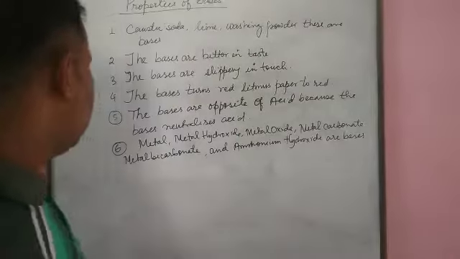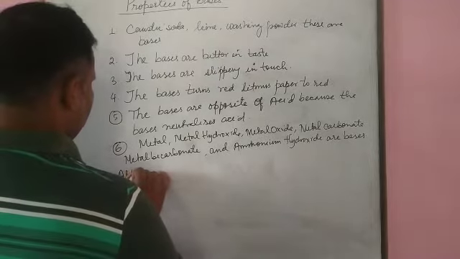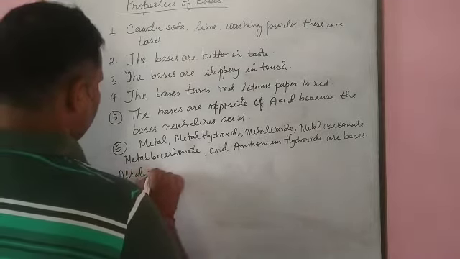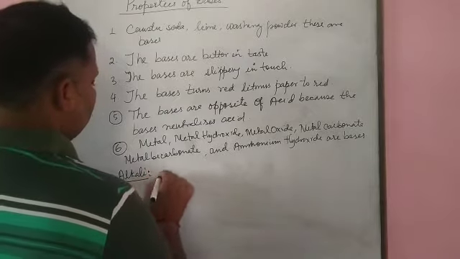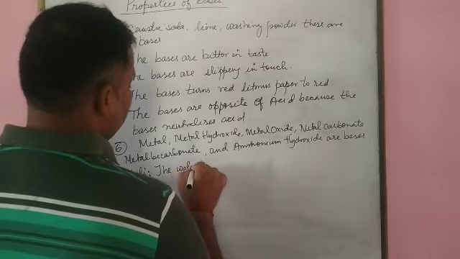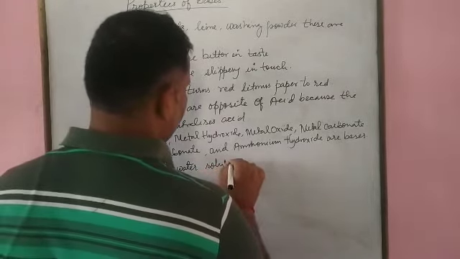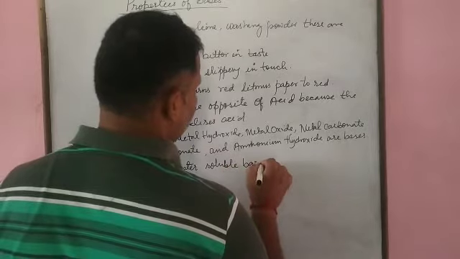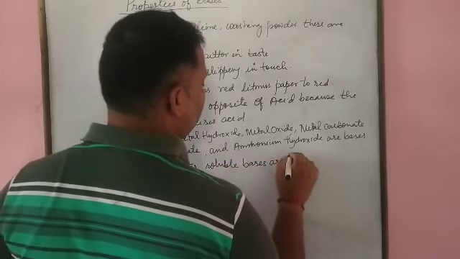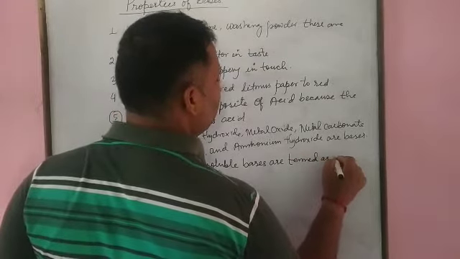What are alkalis? The water soluble bases. Water soluble bases are termed as alkalis.